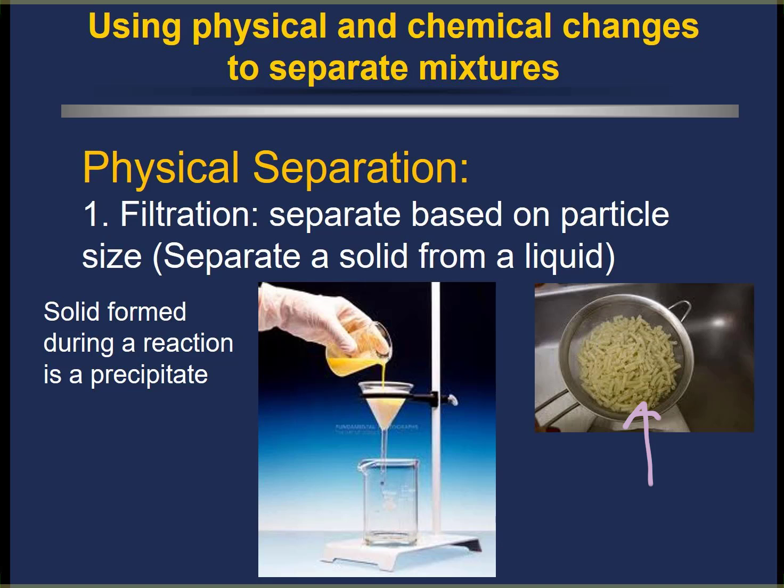So if I have some sort of solid that's in a beaker that's mixed with a liquid, I can use a piece of filter paper. Just like our noodles have little tiny holes that the water can go through, my filter paper, the water can go through, but the solid particles are too big, and so they won't be able to go through. So filtration is based on particle size.